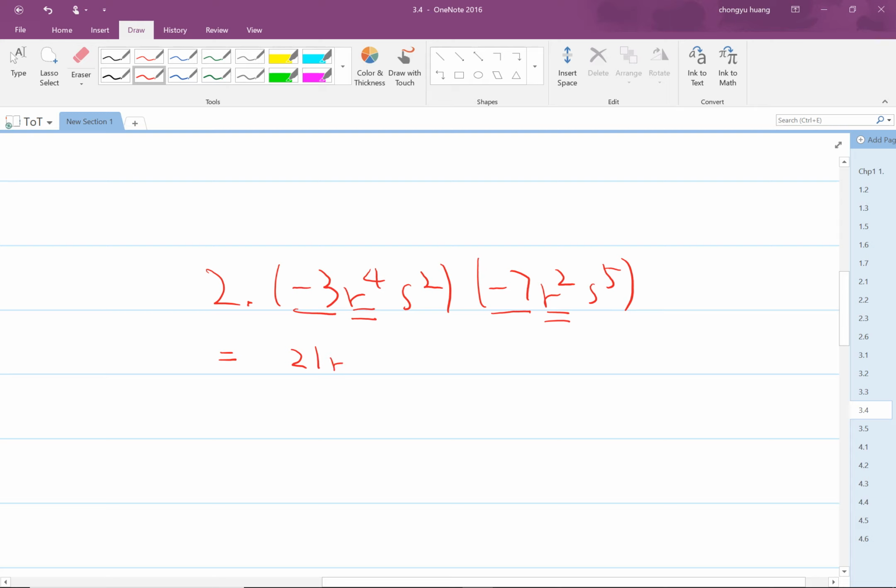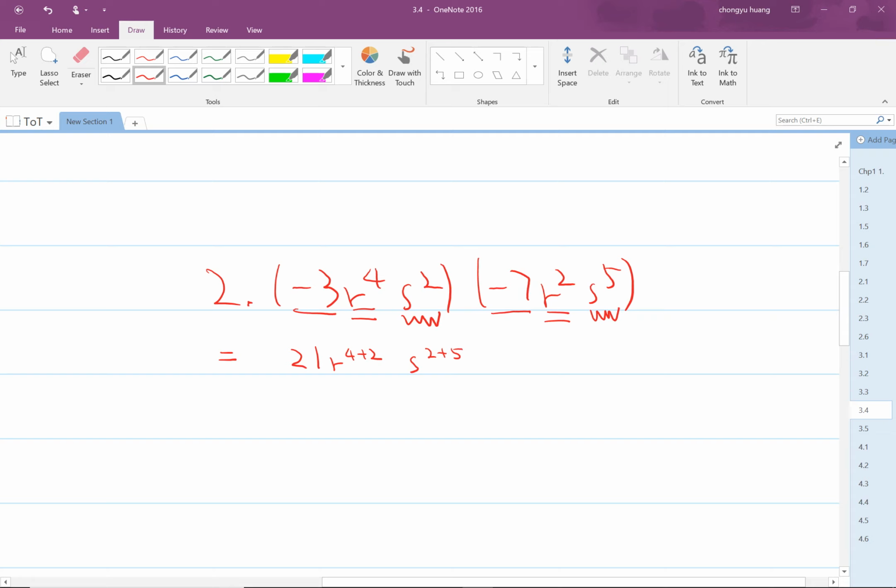So r to the power 4 multiply r to the power 2, right? So it's r to the power 4 plus 2, right? And then you see there's an s to the power 2, and there's an s to the power 5, right? So you should know that it's actually s to the power 2 plus 5.